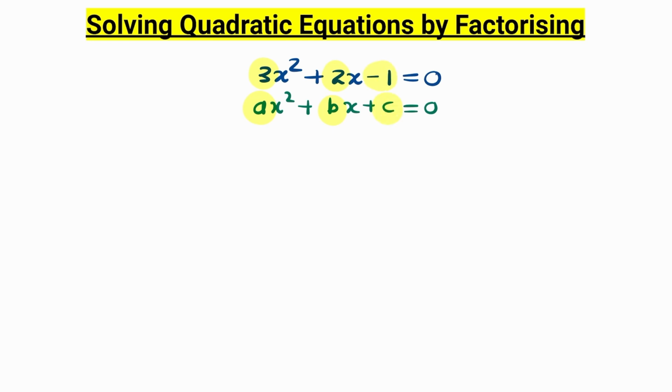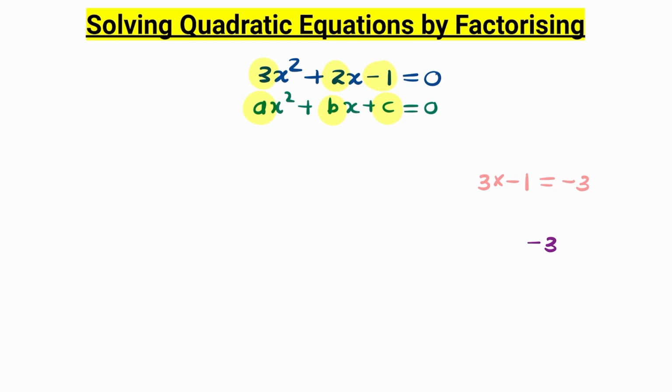equal to minus 1. In order to factorize quadratic equations, what we should first do is multiply the a value and the c value. Here the a value is 3 and the c value is minus 1. 3 times minus 1 is equal to minus 3. After this, we have to think of two numbers that multiply to get minus 3 and then add up to get the b value.